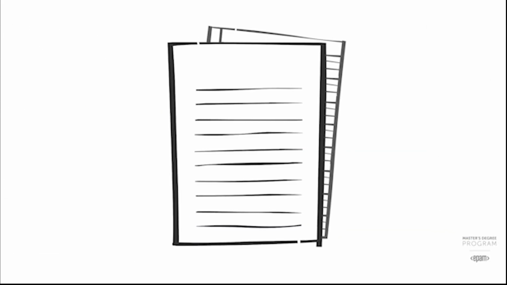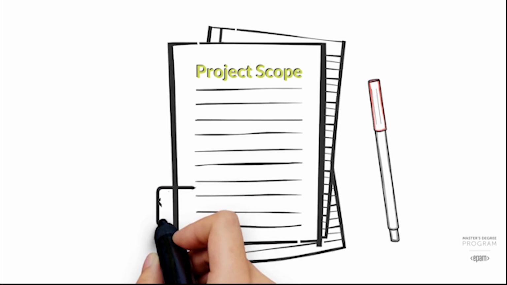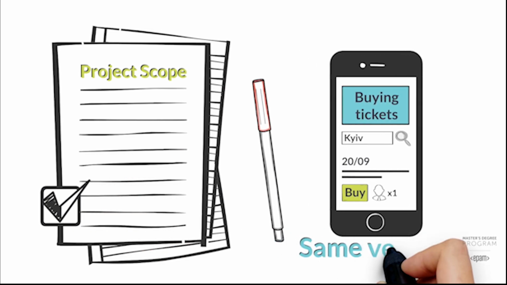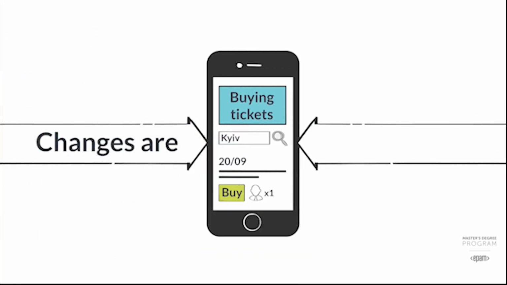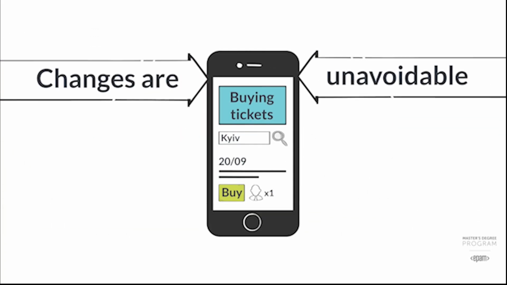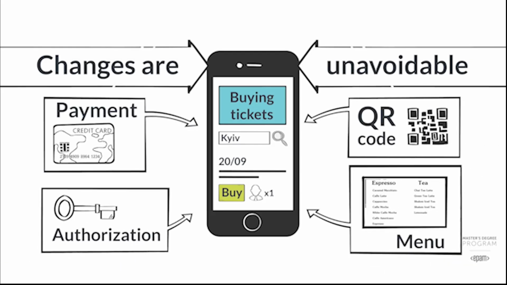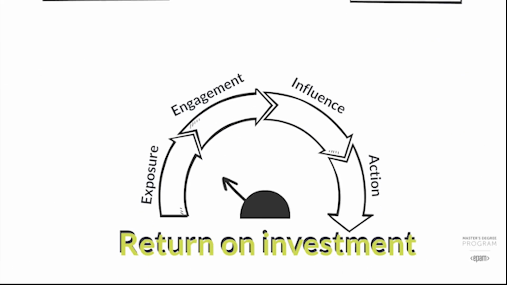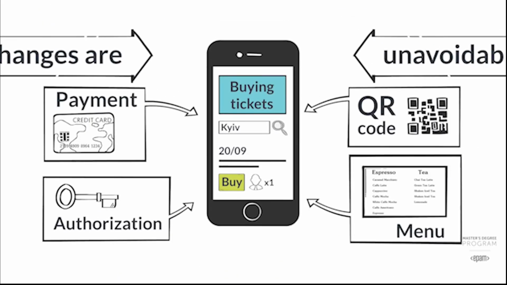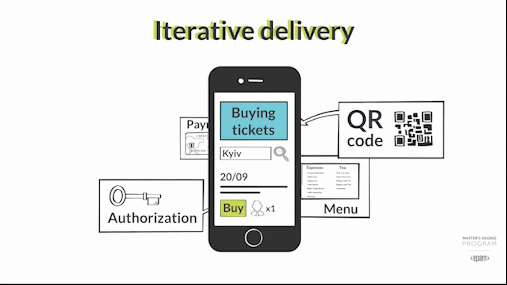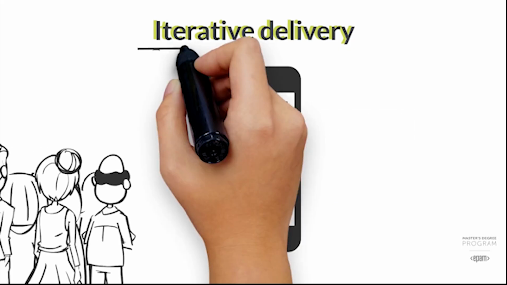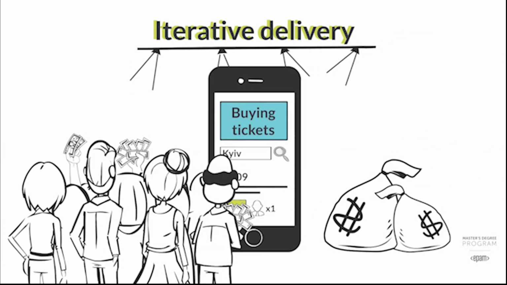Assuming there is no change in the scope, you will get the same version at the end as in the classic delivery. But changes are unavoidable, and if you reflect on them cumulatively, you can deliver smarter and ultimately get a higher return on investment. So, the essence of iterative delivery is doing just the right things and increasing the project profit.